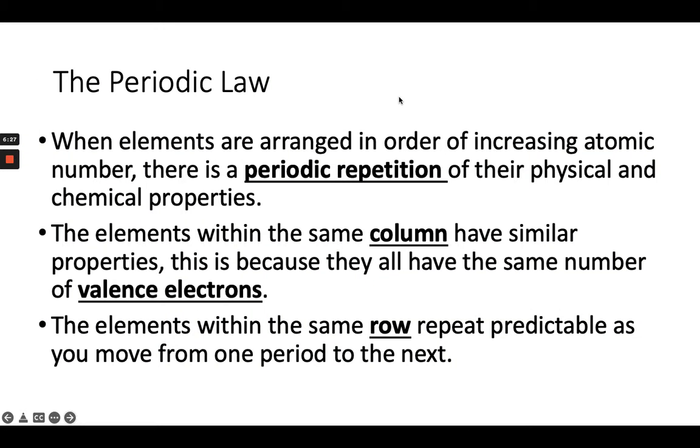All right, now we did this in a previous lesson, but let's do it again. Periodic law: when elements are arranged in order of increasing atomic number, there's a periodic repetition of their physical and chemical properties. The elements within the same column have similar properties. This is because they have all the same number of valence electrons. The elements within the row going across, sometimes called the period, repeat predictable patterns as you move from one period to the next.